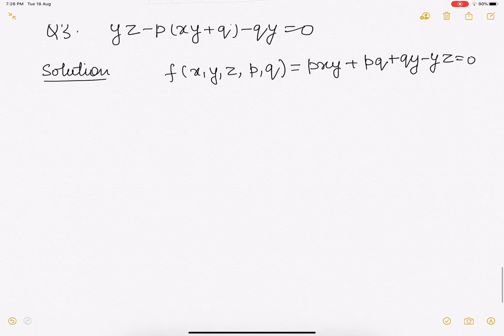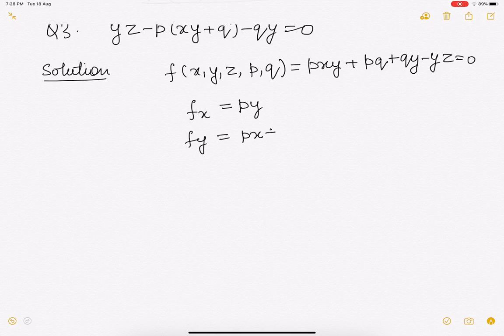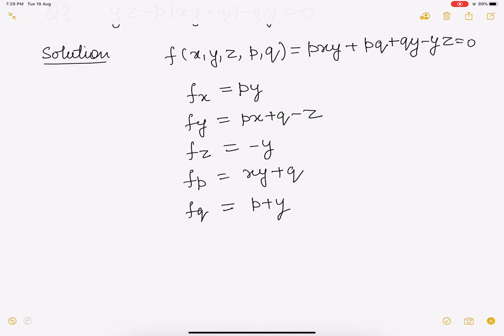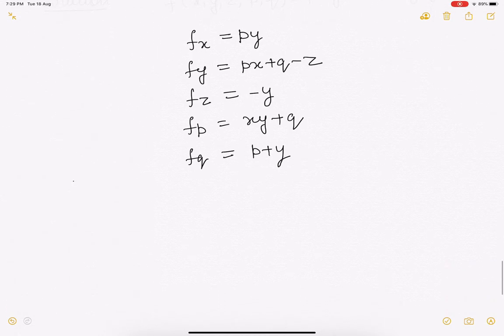The second step is to find the partial derivatives. Let us find fx. Fx is py. Let us find fy. Fy is px plus q minus z. Let us find fz. Fz is minus y. Let us find fp. Fp is xy plus q. Let us find fq, and fq, the partial derivative with respect to q, is p plus y. Now we'll write Charpit's auxiliary equation.